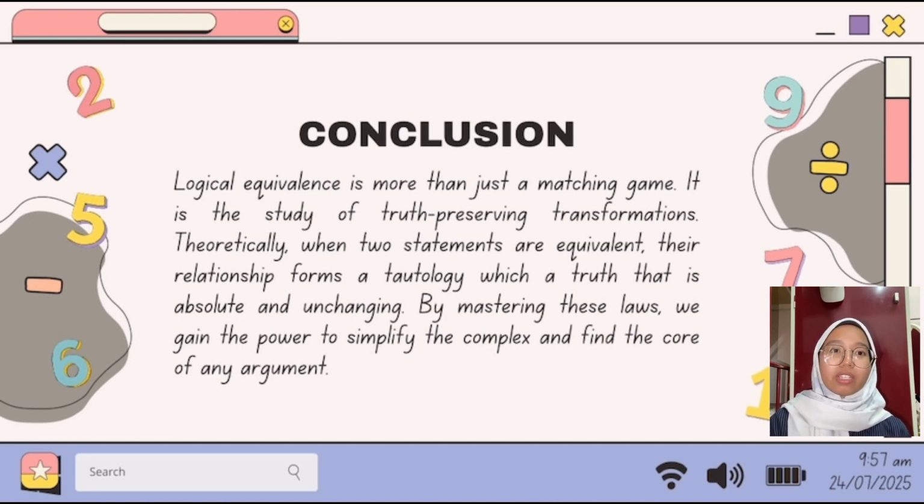This is the beauty of logical laws, like De Morgan's or the distributive laws. They are not just rules to memorize, they are truth-preserving transformations. They allow us to navigate the map of logic without ever losing our way. We have seen today that logic is not just about finding what is true, it's about understanding the invariant structures that make truth possible.